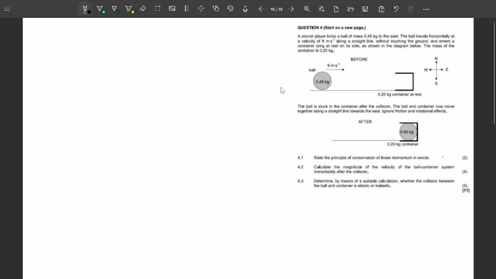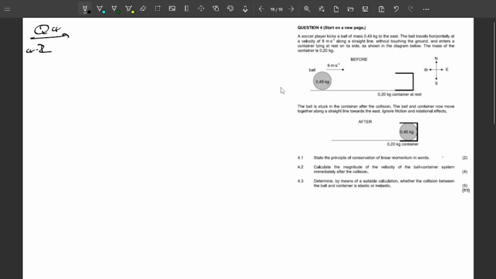Alright, for 4.1, it's a definition. Like I always say, I will never write the definition here, I will only state it. The definition of the principle of conservation of linear momentum in words is: the total momentum in an isolated system remains constant. I repeat, the total momentum in an isolated system remains conserved, or the same.